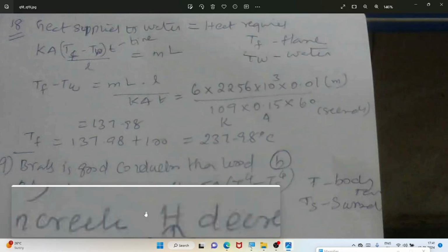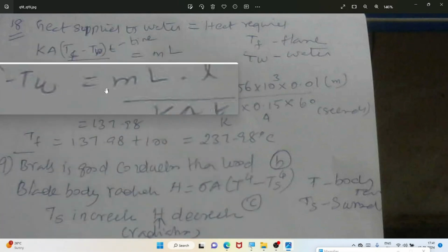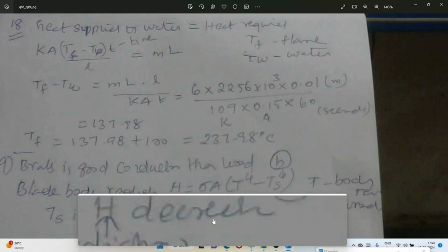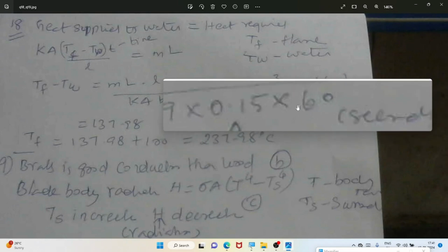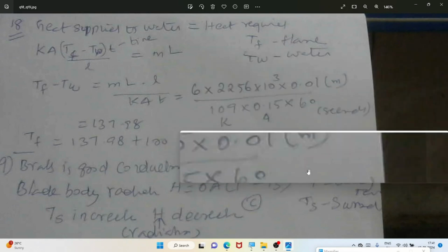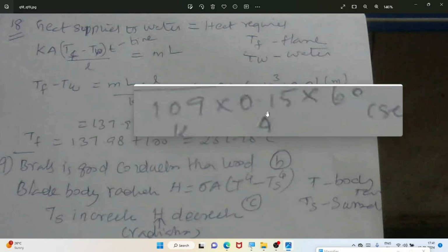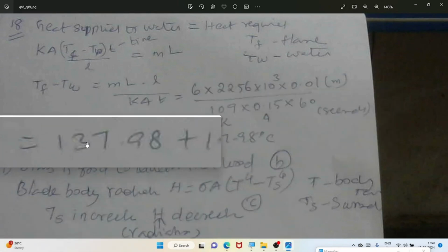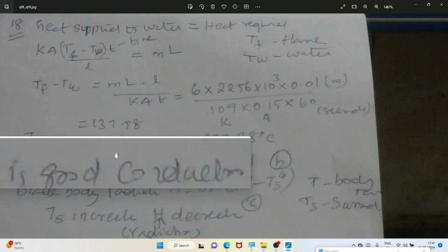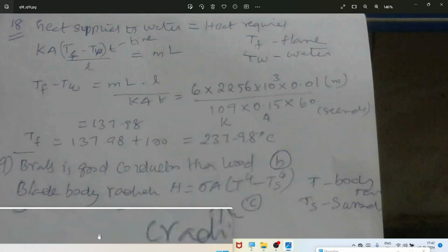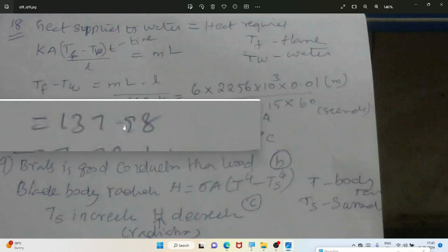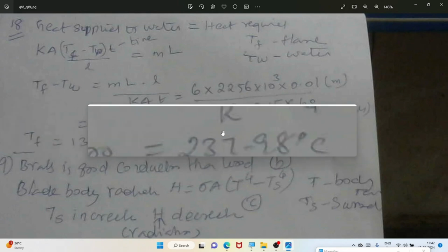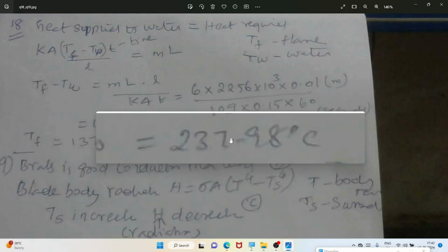Then from this you find out this difference in temperature. This is in seconds, we are converting into seconds. This is meter, K, then A. So for the temperature of the flame, this is the difference in temperature. So the flame temperature will be the water boiling temperature plus this difference in temperature. Flame temperature equals, the right side will become 137 plus TW. So this is the flame temperature.